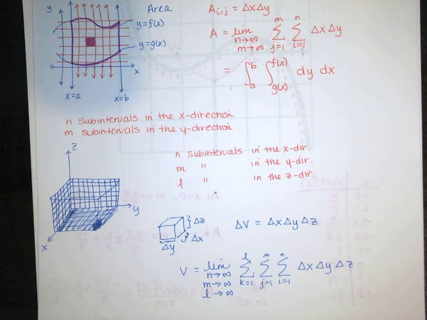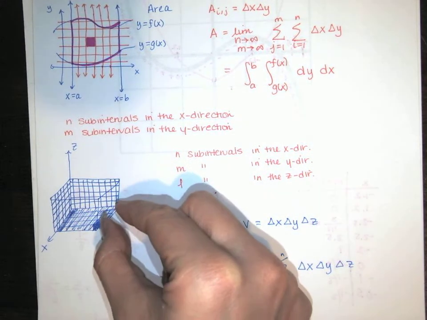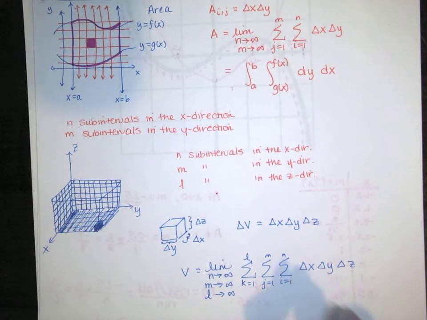And that works if delta x, delta y, and delta z are all the same. Not the same size as each other, but all the subdivisions in the x direction are the same width, delta x, and all the subdivisions in the y direction are the same width, delta y, and those in the z are all the same width, delta z. So it's not delta z sub i, so it's not a different delta z from piece to piece.